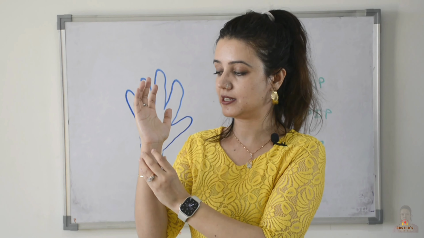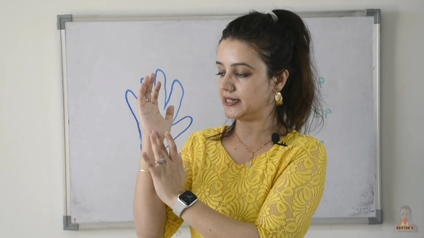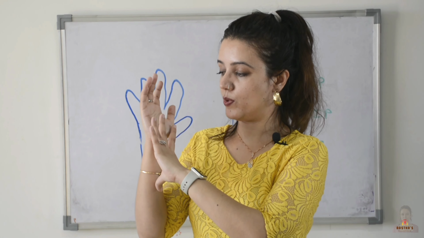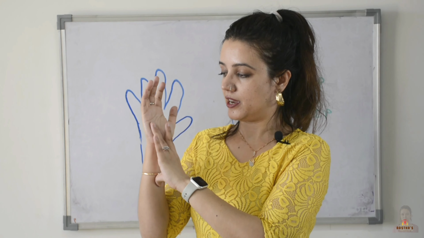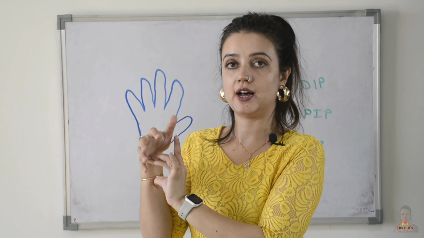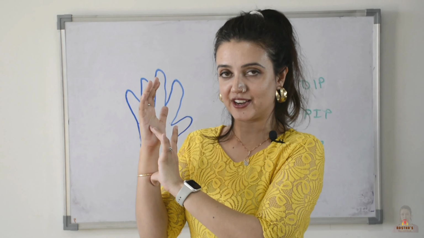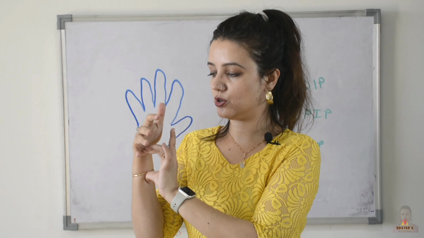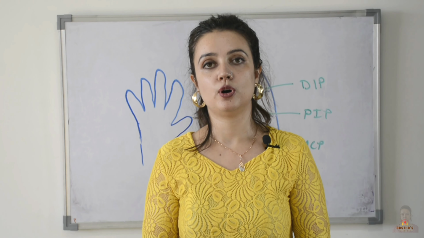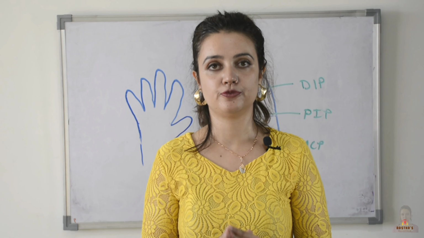Now since the muscle passes the wrist joint anteriorly and medially, when the muscle shortens, it causes flexion of the wrist along with ulnar deviation. So its action is to cause flexion with ulnar deviation. So now we have completed all the superficial muscles of the forearm.